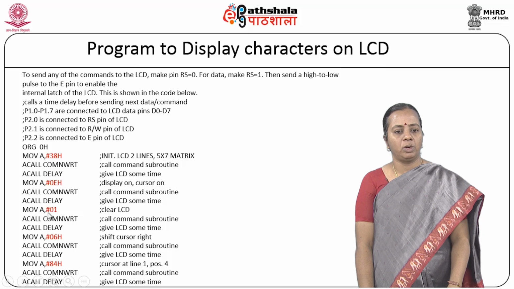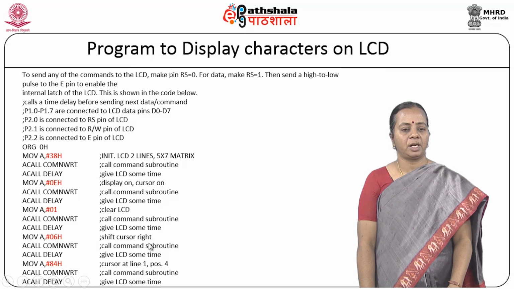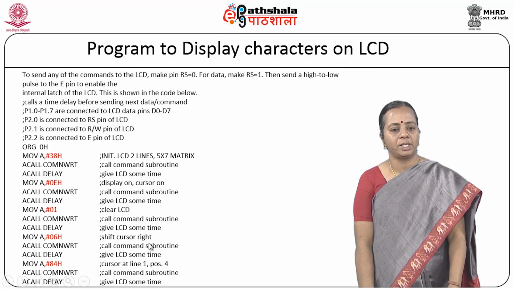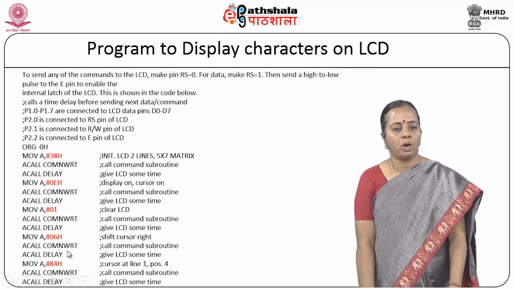Again move A equal to hash 01, which clears the LCD. By calling command write, the A content is moved to P1, the data pins, and it is executed as a command, and a delay is called. Then again move A comma hash 6. This makes the cursor shift right. The cursor will be shifted to the right side, and again I have to call command write and call a delay.